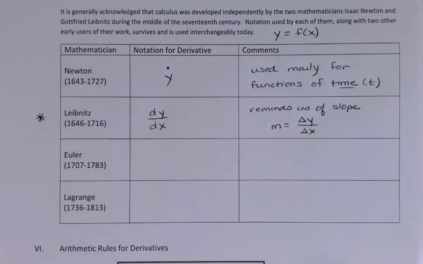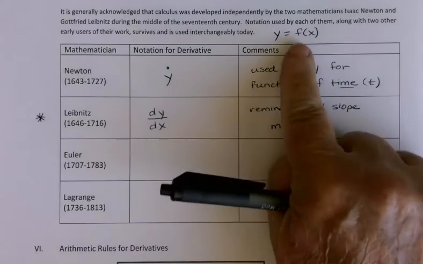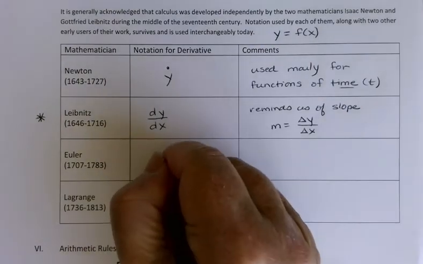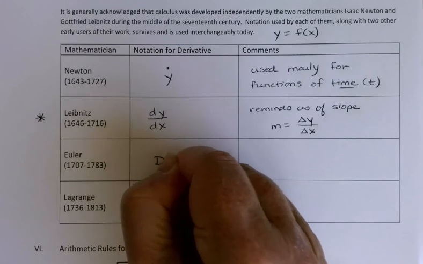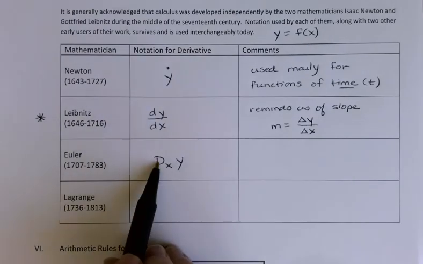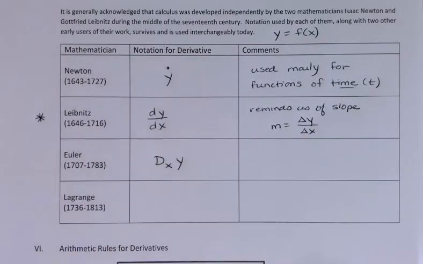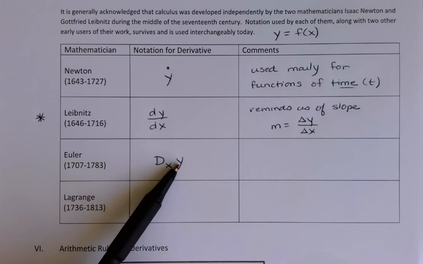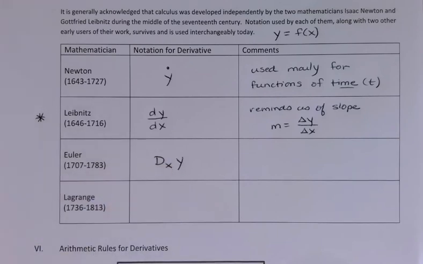Euler notation is the next one, and if we have y as a function of x, the Euler notation would have looked like this. The derivative of y with respect to x. Again, notice an advantage is that, like Leibniz, we have the opportunity to state both the dependent and independent variable, but it's not quite as reminiscent of the slope.